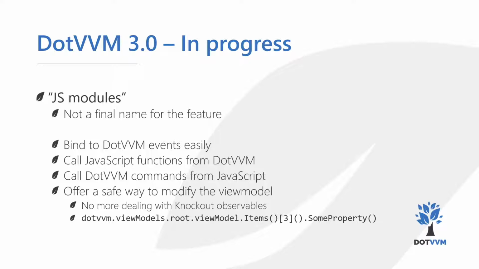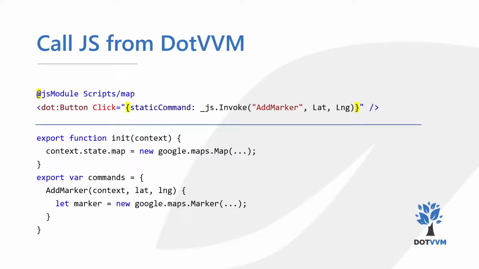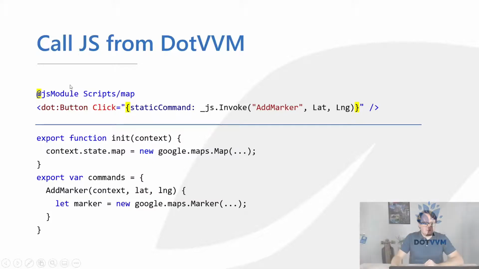So we would like to provide a nice and safe way for working with the view model. You will be able to import a JavaScript module in your page. We have not decided on the syntax yet, but it will be something like this: JS module and the path to the module. And you will be able to invoke functions in that module using the command syntax. So you will be able to use a static command and _js.Invoke and call a function, for example, addMarker, and pass some values from the view model to the function. So the function will not have to deal with observables. It will just get the raw numbers, the latitude and the longitude.